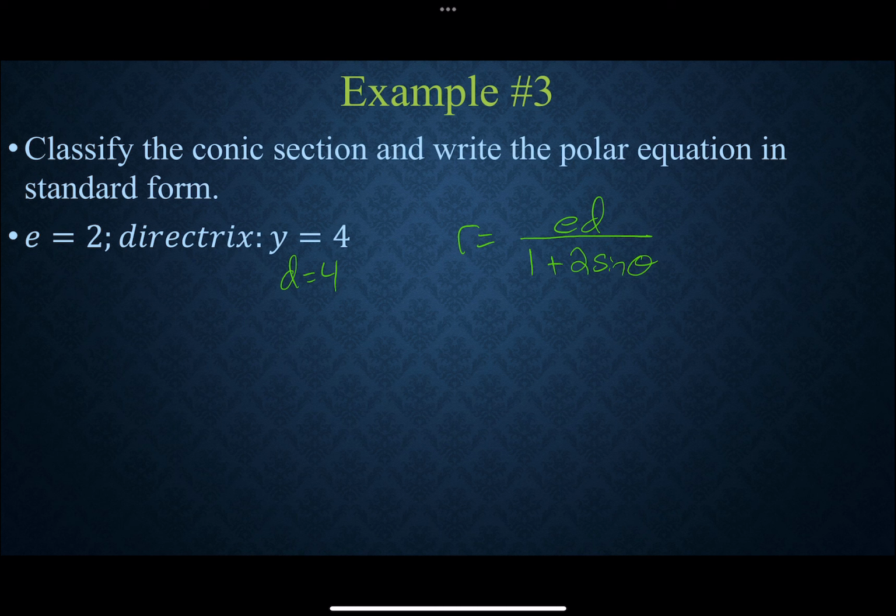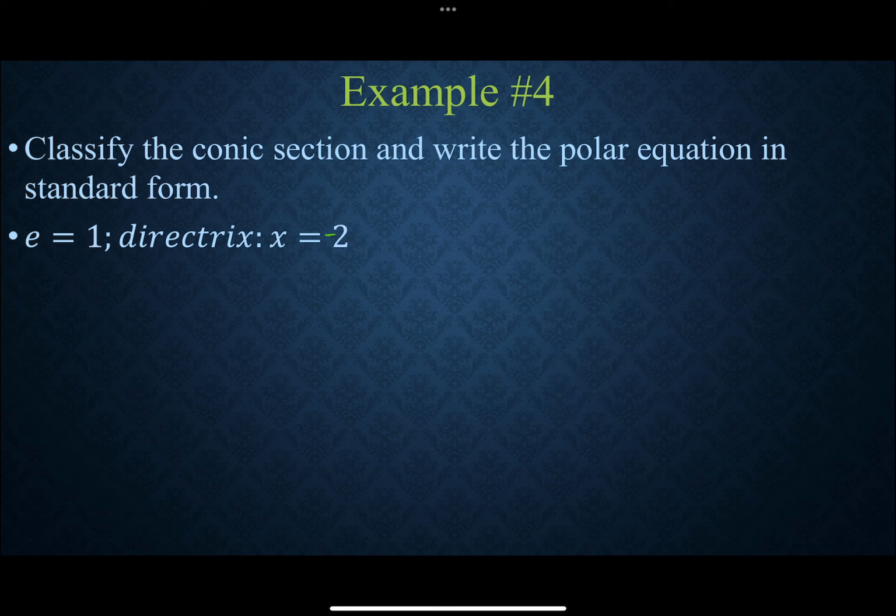And as for the numerator, since E is 2 and D is 4, 2 times 4 is 8. So it's 8 in the numerator, sorry, and then 1 plus 2 sine theta in our denominator. So that's kind of how we're working through this. ED is just simply the E times the D numerator, very simple. And then whether the denominator is going to be 1 plus or minus is based on whether the directrix is positive or negative. And sine or cosine based on whether it's y or x equals.